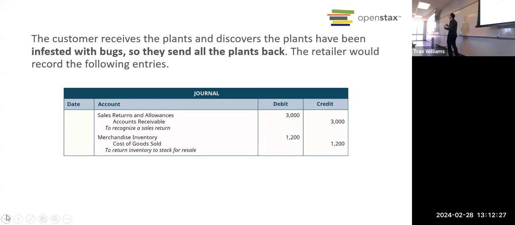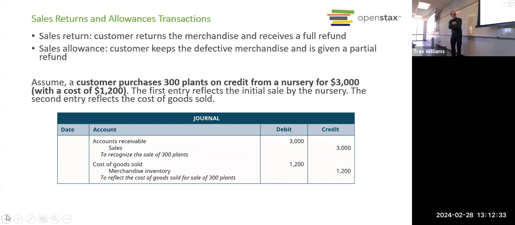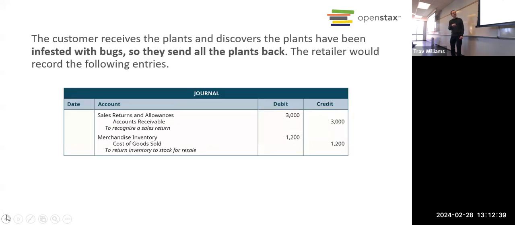The reason we use that sales returns and allowances account is because the original sale gets recorded as part of our gross sales. And then to get to net sales, we subtract sales discounts, sales returns, and sales allowances, right? So that way we know how much we sold, but we also know how much we got back because the customers weren't happy with it.